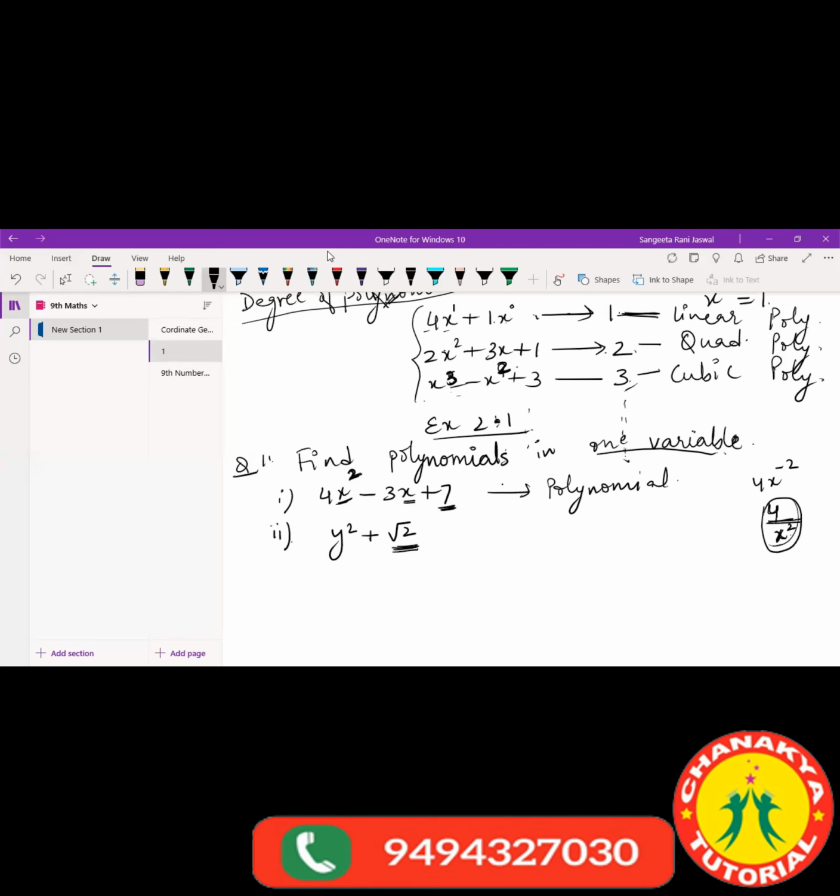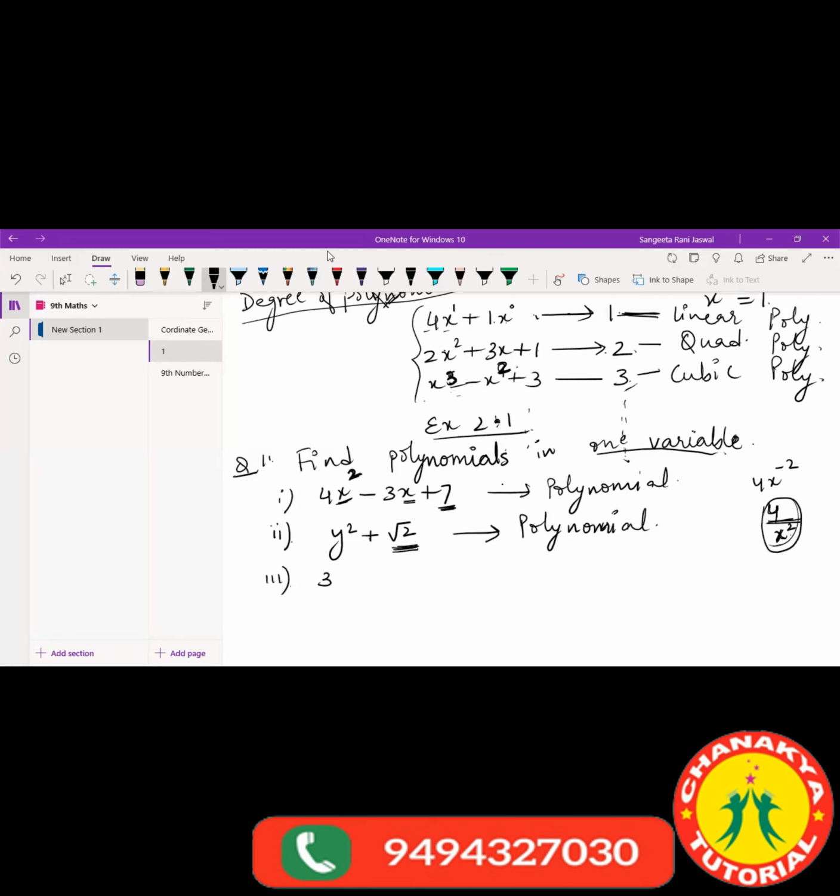So this is a constant term. There is no variable attached to it. So we can take it as a polynomial. Ma'am, any root number is like a constant, right?